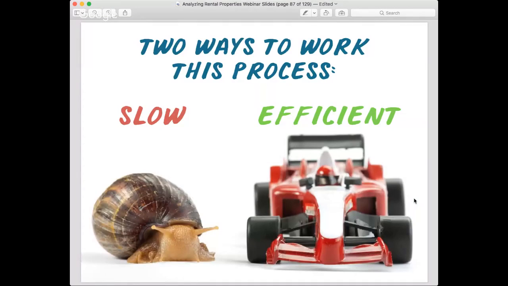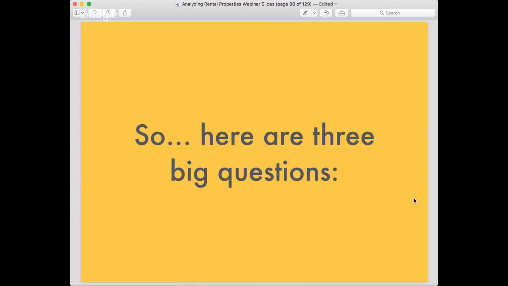Now, there are 2 ways to work the process. There is the slow, boring, do it all by hand way: analyze 1 deal tomorrow, another one next month, another one next year, and maybe 10 years from now, you'll really buy it. Or there's a more efficient way, a streamlined process. And that's what I want to encourage you guys to do, is get out there and start analyzing those deals.